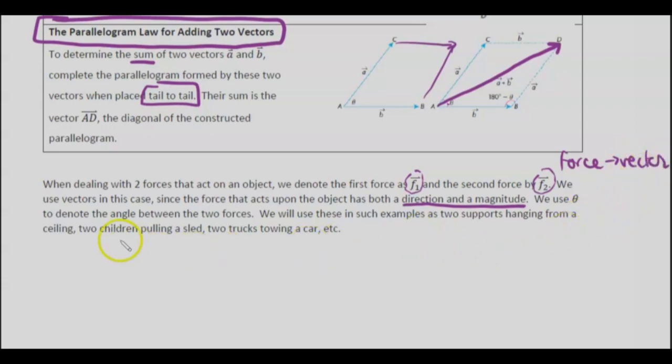We use theta to denote the angle between two forces. We can use these in such examples as two supports hanging from a ceiling, two children pulling a sled, two trucks towing a car, etc. And we're going to take a look at some of these examples.